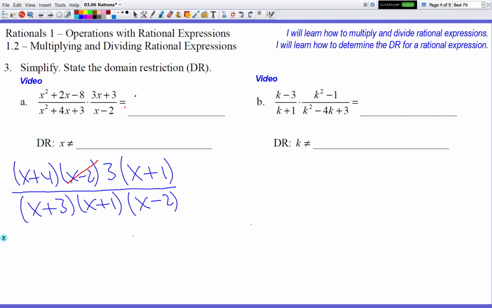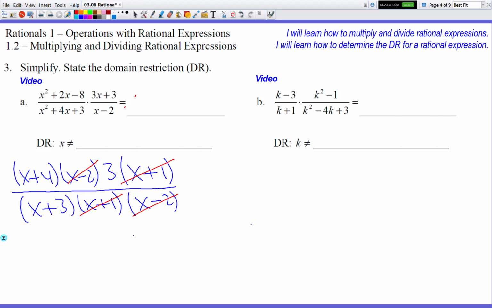X minus 2, I see that on top and bottom. X plus 1, I see that on top and bottom. So I can cross those out. Okay. All right. Oh, whoa. Okay, I went a little too fast. I forgot to do my domain restriction.